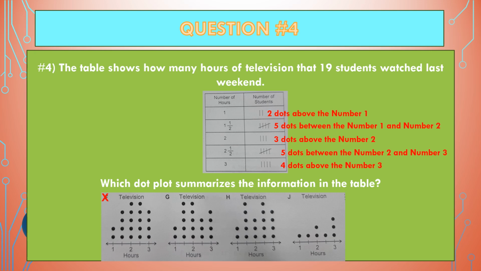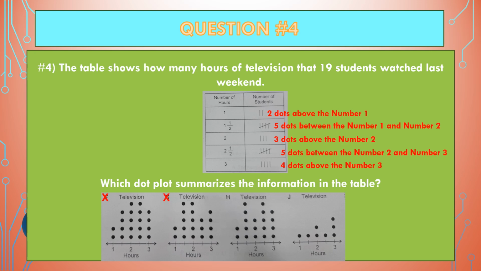Let's look at G. There are 2 dots above the number 1. Looking good. Above 1.5, which is between the 1 and the 2, there should be 5 dots. Okay, that's perfect. Now, above the 2, there should be 3 dots, but there are 5 dots. So that's wrong. It's not answer choice G.